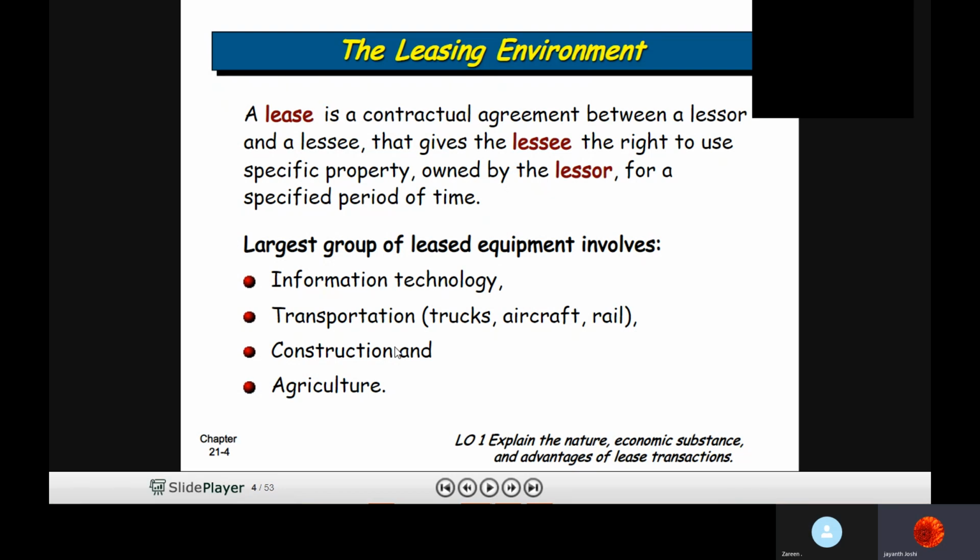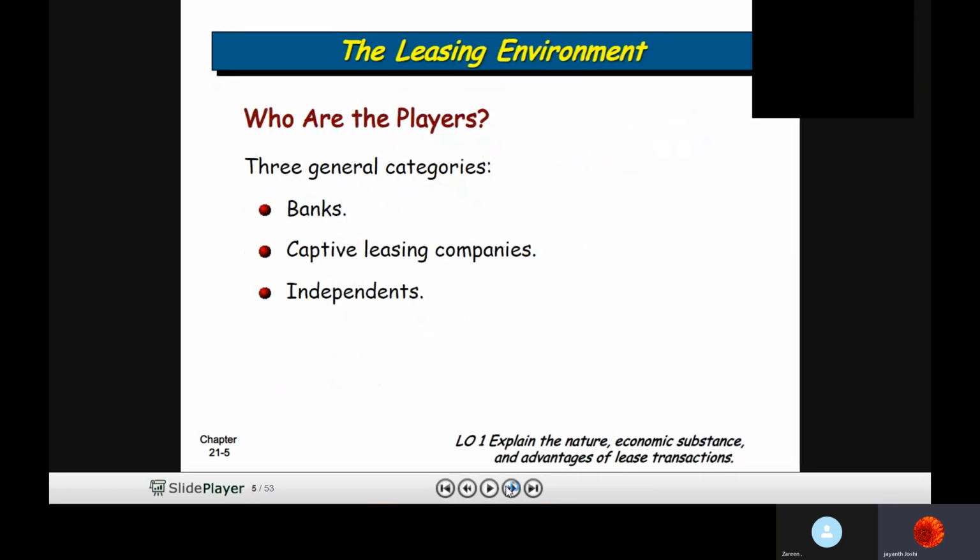These are the things which generally are part of lease agreements. The largest group of leased equipment involves IT, transportation, trucks, aircraft, rail, construction, agriculture. All these kinds of assets go for lease. Who are the players? Banks, captive leasing companies, independents. So anyone can lease out. If you have a property, you can lease it out. Leasing companies can lease it out. Some companies take properties from people and give them for lease. That is called subleasing.